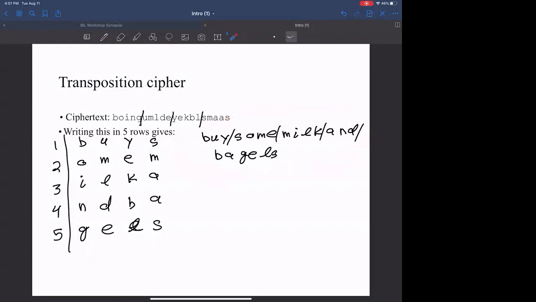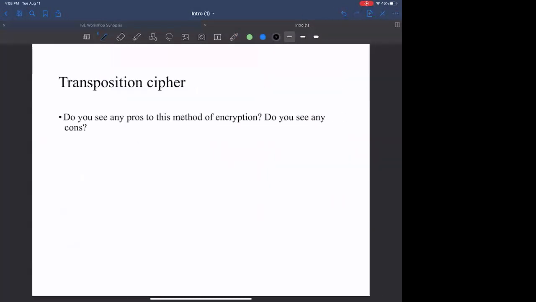And there's your plain text. All right, so we'll do some practice with this, figuring out how to go from ciphertext to plain text and back again. But some questions that I want you to think about before our next class is, what are the pros to this method of encryption? What do you think the cons are?